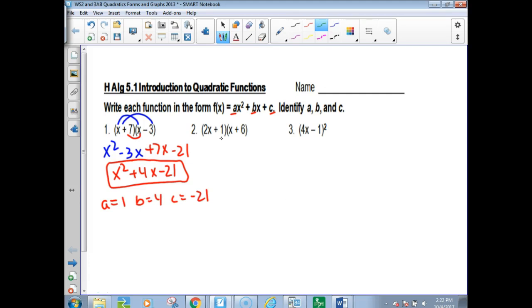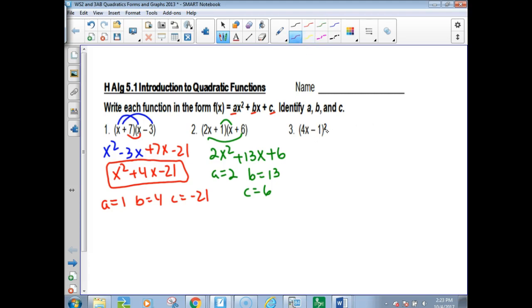If I multiply the next one out, 2x times x would be 2x squared. I got 1x and 12x, so that's plus 13x, and then 1 times 6 is plus 6. See how I'm now doing this without writing all of the steps out? That's kind of an easy way to FOIL it out, because you know how to do the first and last. All right, so this would have an A of 2, a B of 13, and a C value of 6.